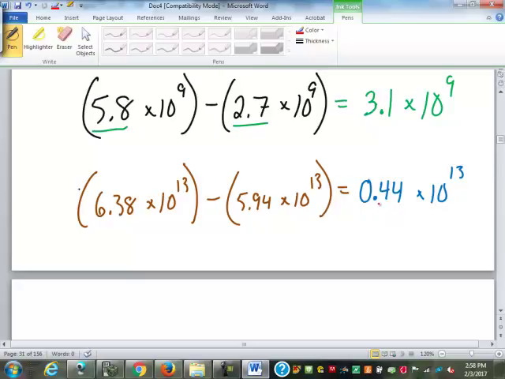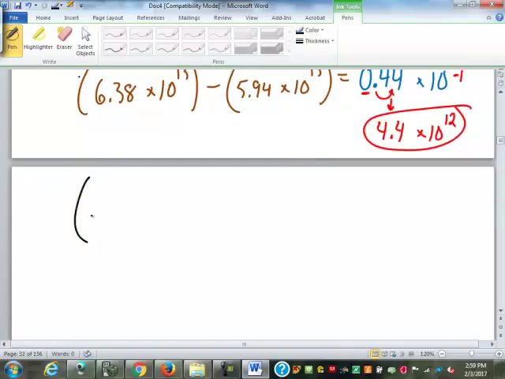Now, of course, it's not going to stay like that. We've got to change this. We have no non-zero digits in front of the decimal point. So we're going to move that over to be 4.4. Now, this time the number got larger. It went from 0.4 up to 4. So the power has to get smaller. 13 minus 1 is 12. So 4.4 times 10 to the 12th.